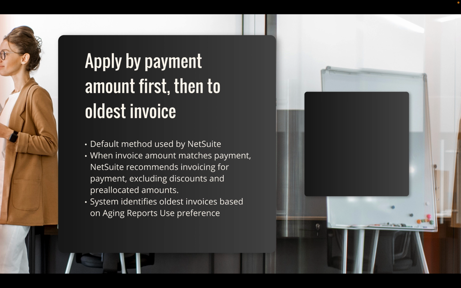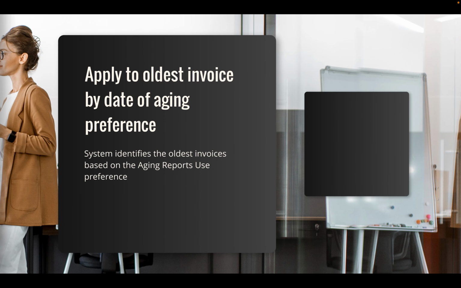And next, the system identifies the oldest invoices based on the aging reports use preference, which considers either the due date or the transaction date. And the next option we have in this preference is apply to oldest invoice by date of aging preference.